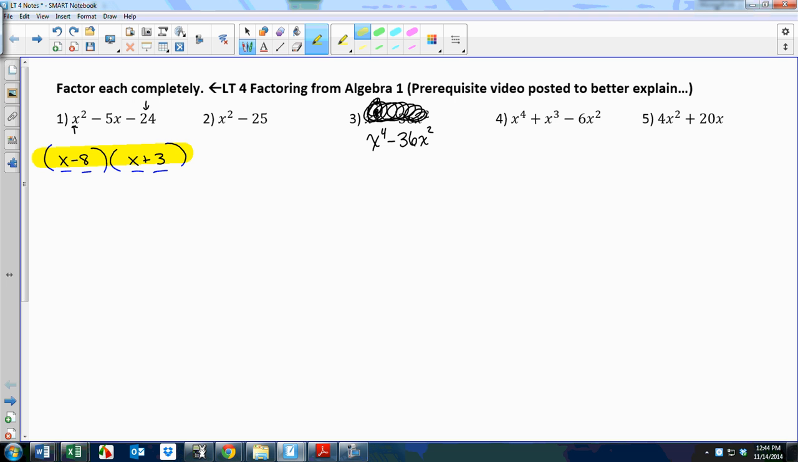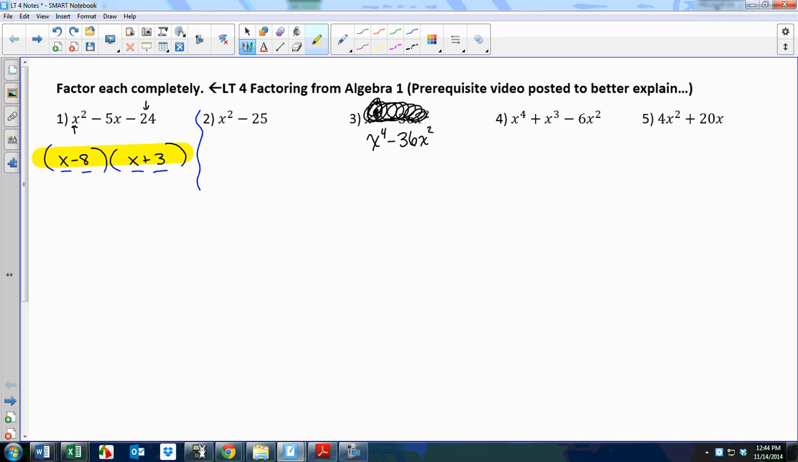Factoring a trinomial gets more difficult when the trinomial has an A value of 2 or 3. When the A is not 1, it's a little more difficult. All right, number 2, does it have a GCF? Do they have a common factor? X squared and 25? No. They don't have an X in common, and they don't share a number other than 1.